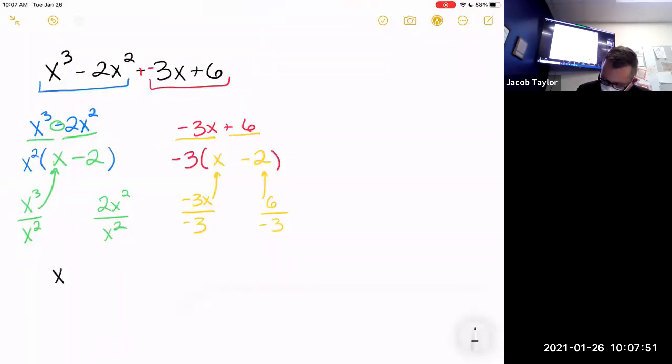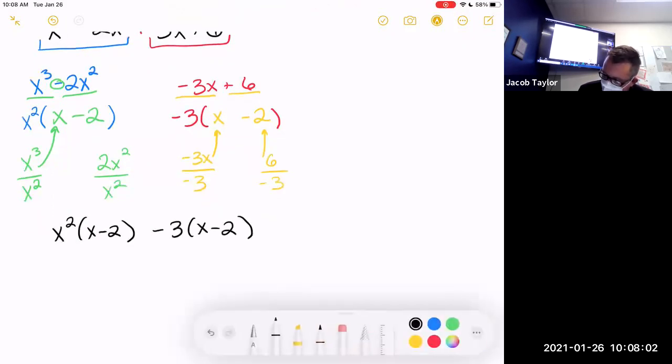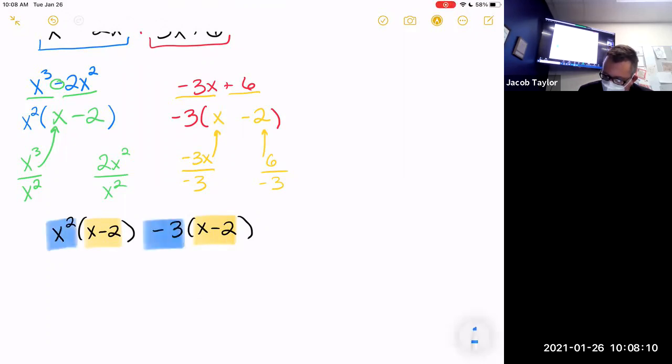So our first set was x squared times x minus 2. And our second set was negative 3 times x minus 2. Part of the answer is the set of parentheses they have in common. And the other part of the answer is what's outside. So x minus 2 is one set of parentheses, and x squared minus 3 is the other set.